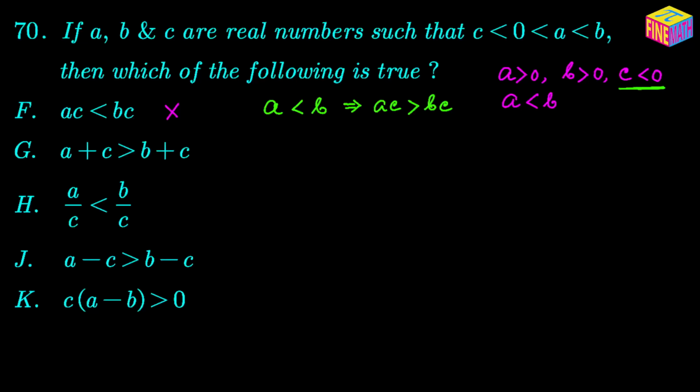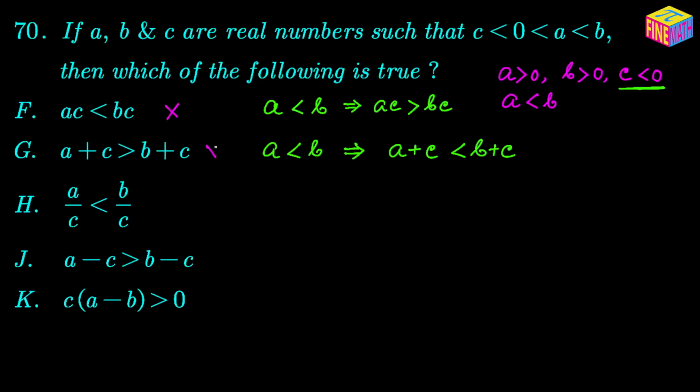Alright, let's look at the second one. In option G, you can see that number C has been added to both A and B. Now what is the original relationship again? Well, A is less than B, that is the provided relationship, and if we add C to both sides, then what will happen? Well, the sign of inequality will not change. When you are adding or subtracting the same number from both sides of an inequality, the inequality sign does not change. So in this case, A plus C will still be less than B plus C. But in option G, we don't have the less than sign, we have the greater than sign, so that is also not true. So I'm going to put a cross mark there. Option G is also not true.